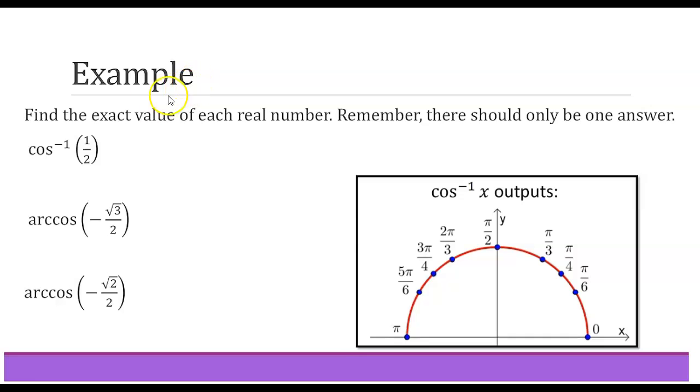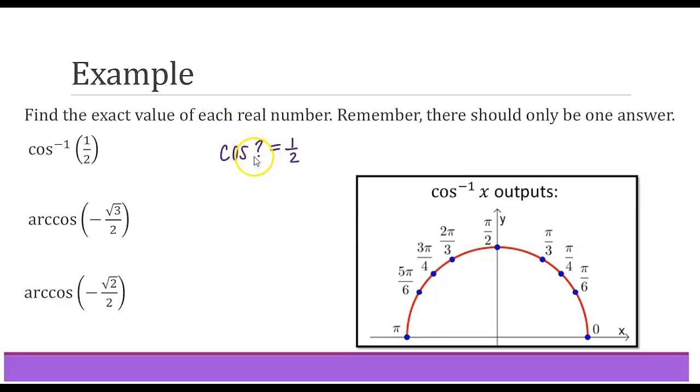Let's take a look at an example. Find the exact value of each real number. Remember, there should only be one answer. So we have cosine inverse of 1/2. Now remember, inverses switch the inputs and the outputs. So what we're looking for when we're asked for cosine inverse of 1/2 is what value did I have to plug into cosine? So it's like cosine of what value, question mark, is equal to 1/2.